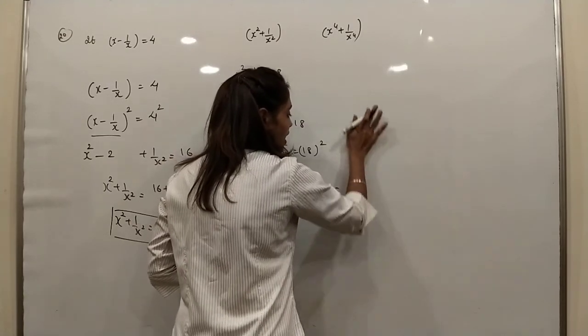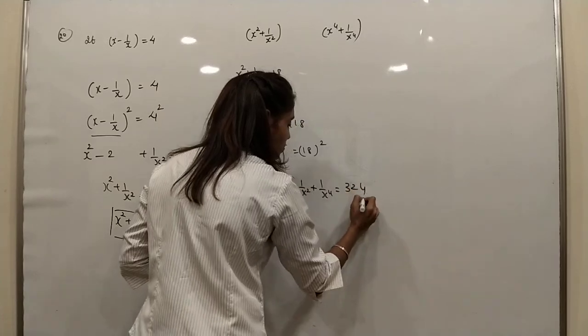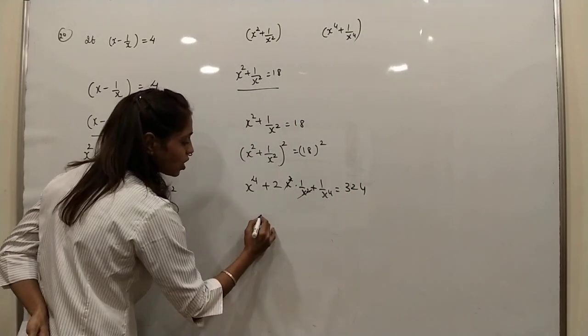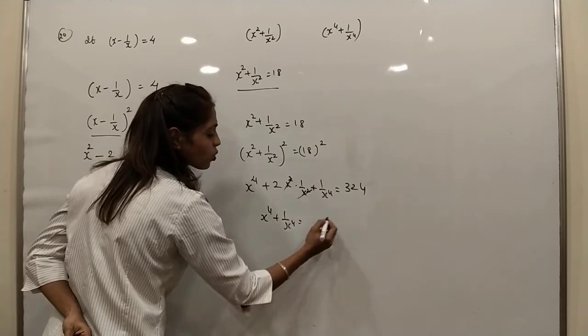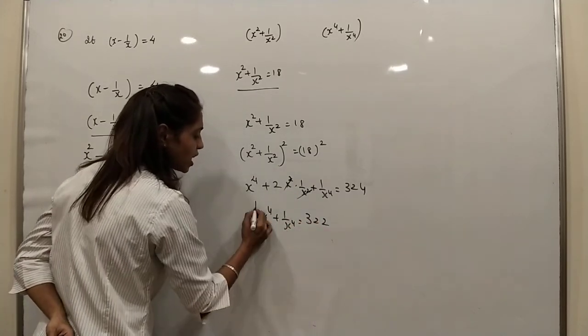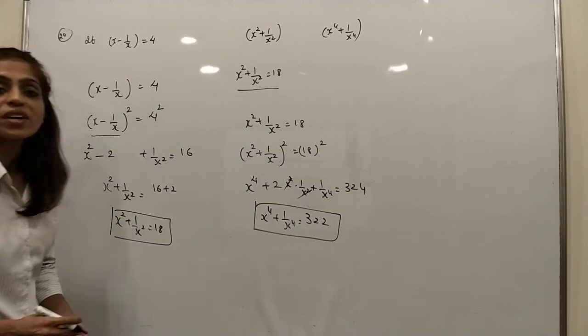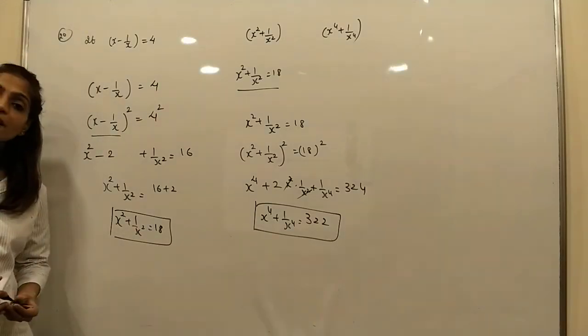18 into 18 is 324. Okay, it cancels. So x raised to 4 plus 1 upon x raised to 4 is 324 minus 2, that is 322. That is your answer.